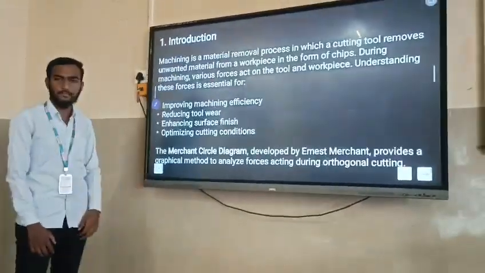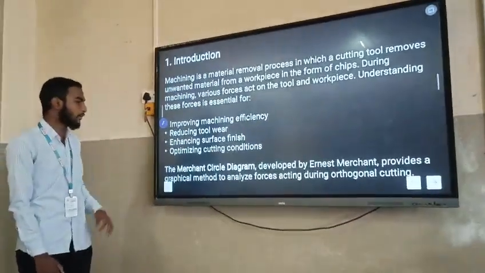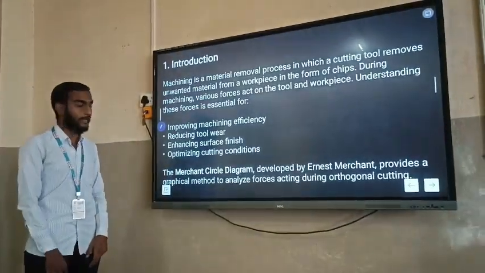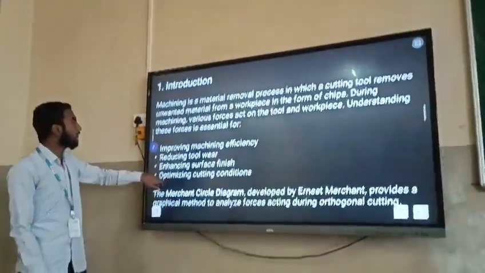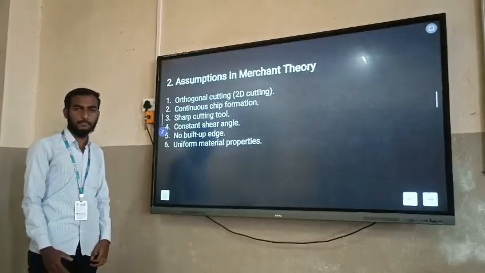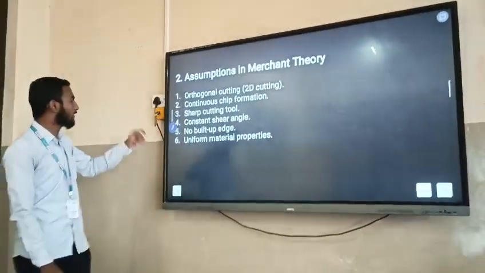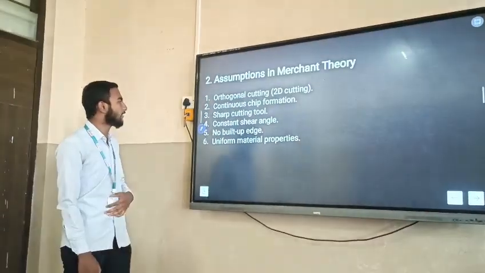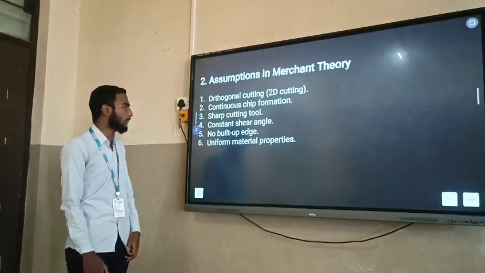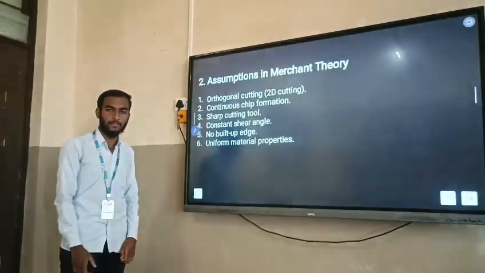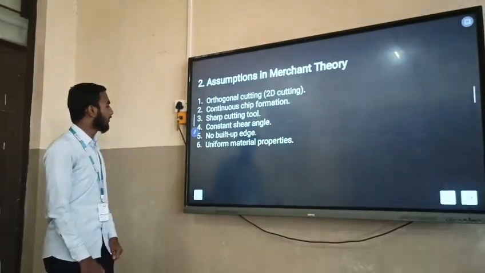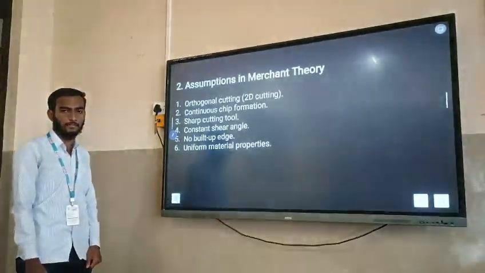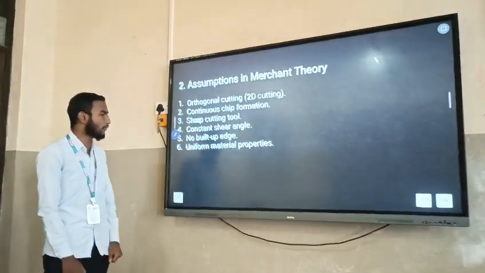Ernest Merchant developed the Merchant Circle Diagram as a graphical method to analyze the forces acting on the tool and the workpiece during machining. There are some assumptions that Ernest Merchant made. The first assumption is orthogonal cutting, that is 2D cutting, or two direction cutting. The second is that chip formation will be continuous. The third is that a sharp cutting tool will be used. Next, there will be a constant shear angle. The fifth assumption is that no built-up edge will be formed. And the sixth is uniform material properties.